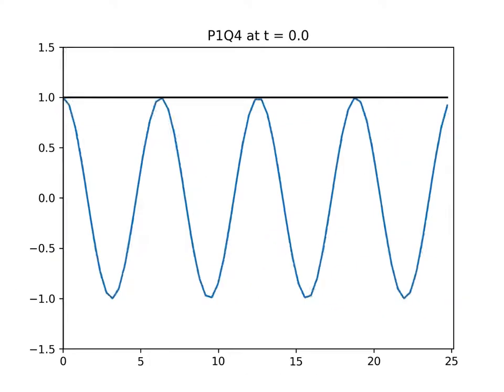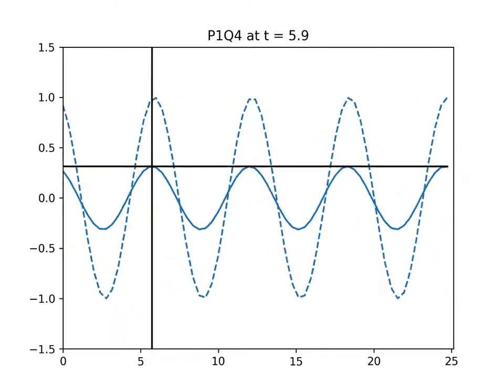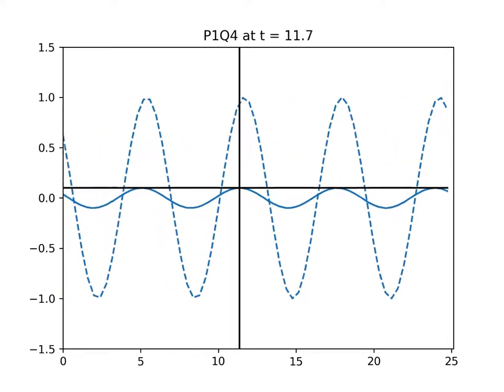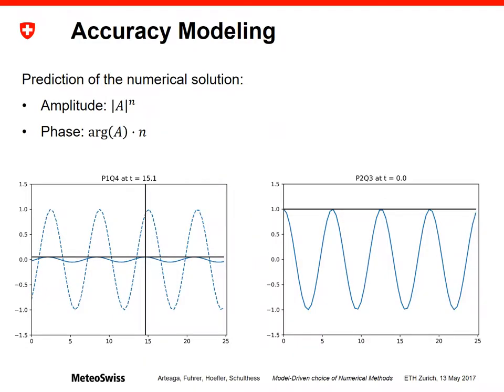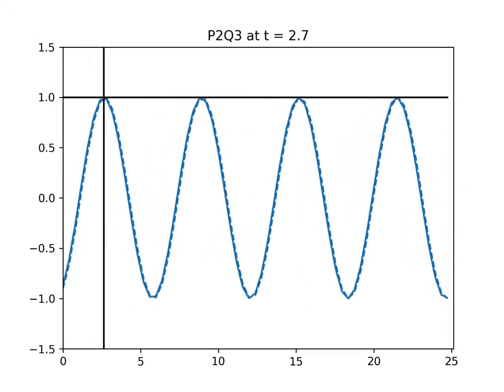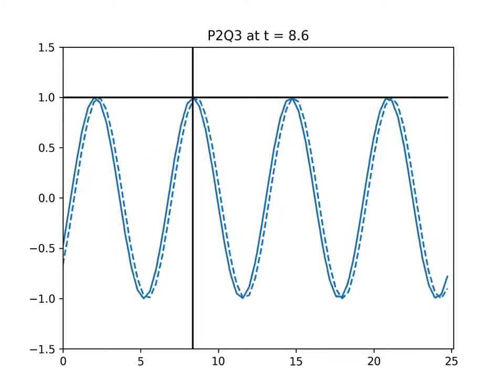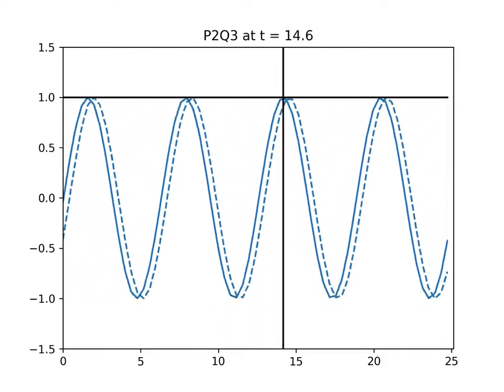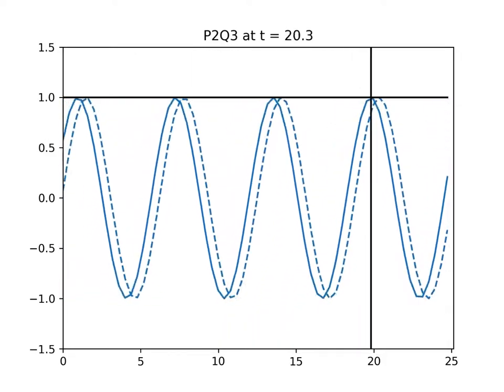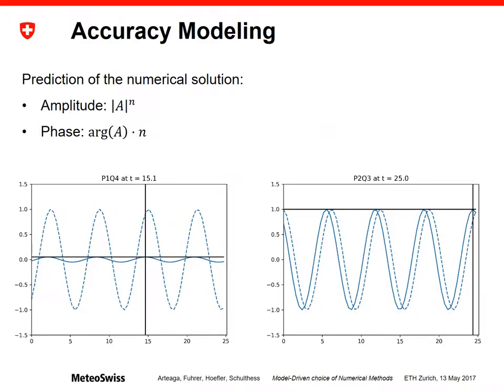These are represented by these horizontal and vertical solid black lines, and we see that these lines follow the numerical wave very well. This is another example where the amplitude error is negligible, but the phase error is very understandable. And we can see again that these solid lines describe the numerical wave very well. This allows us to use these two numbers in order to predict the numerical solution.